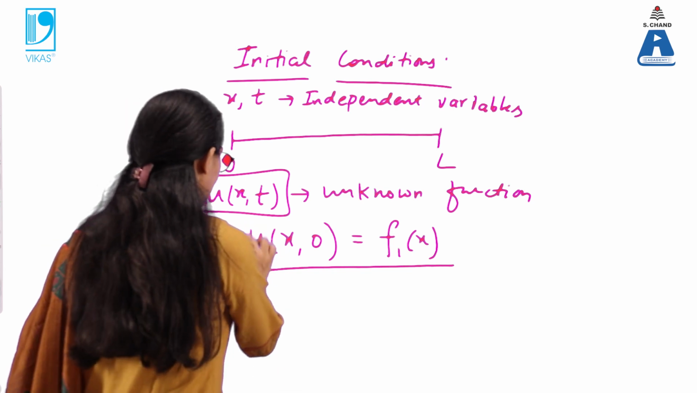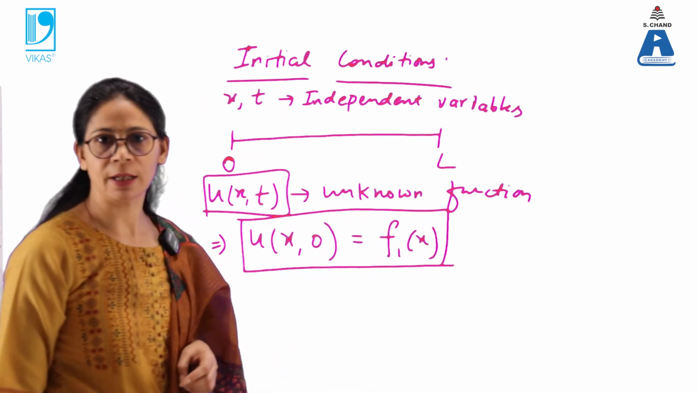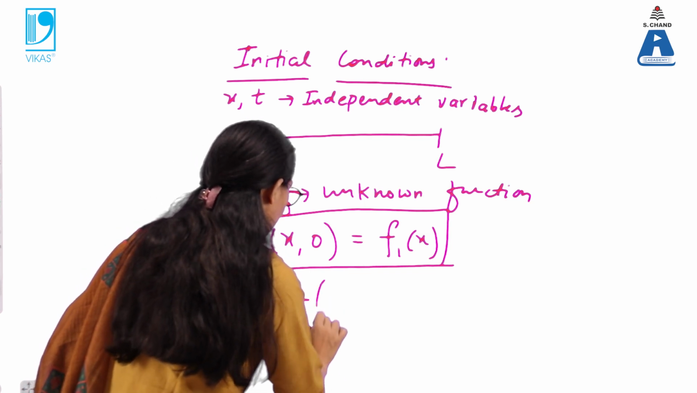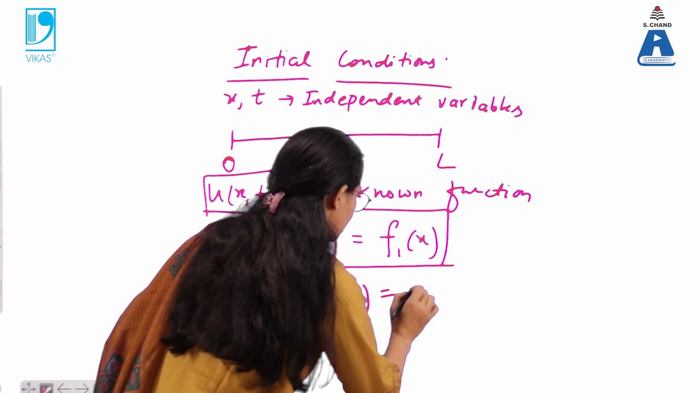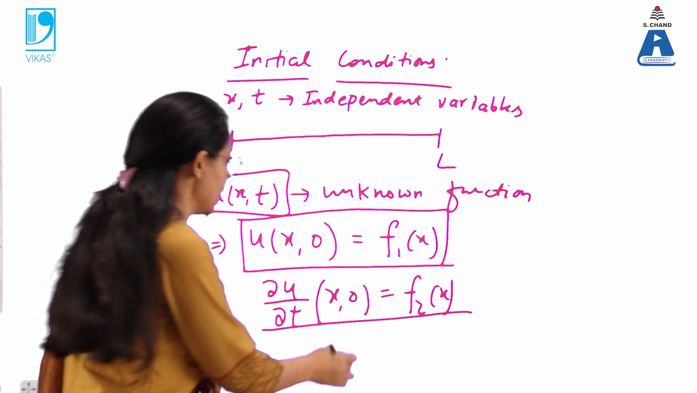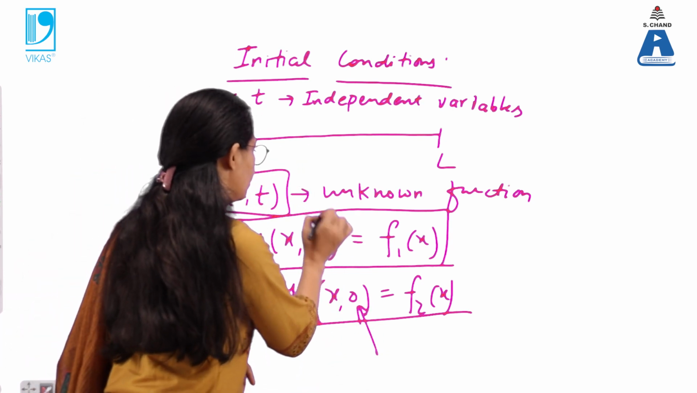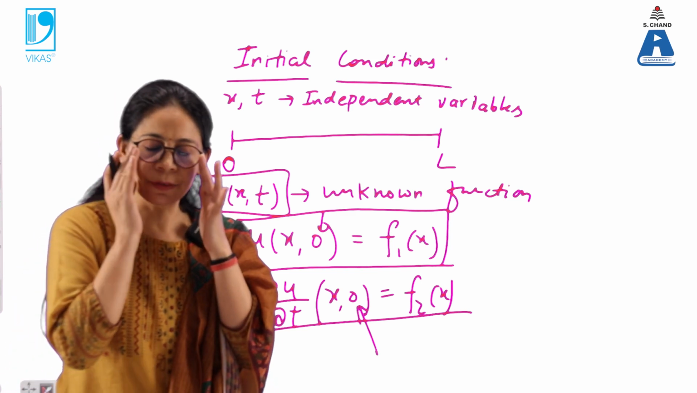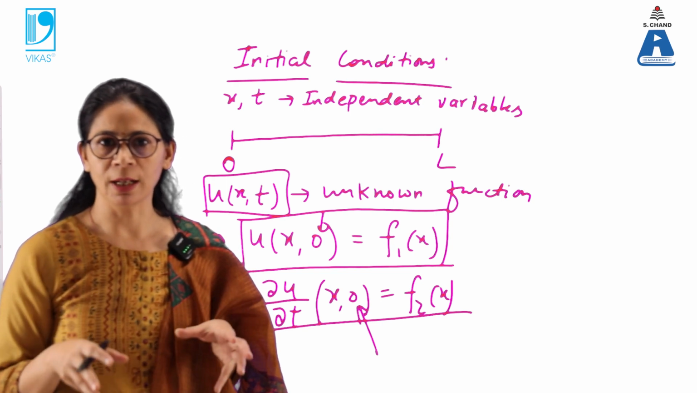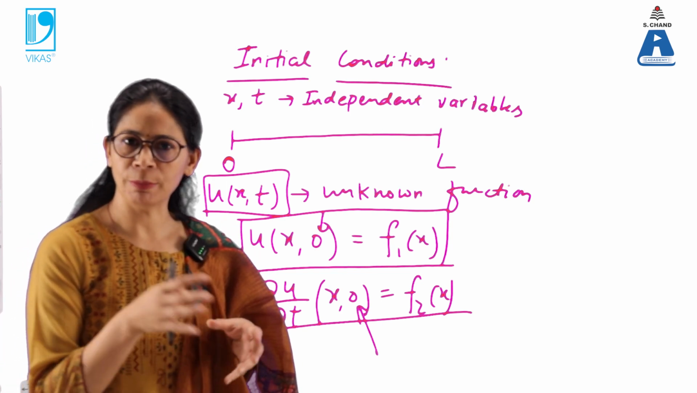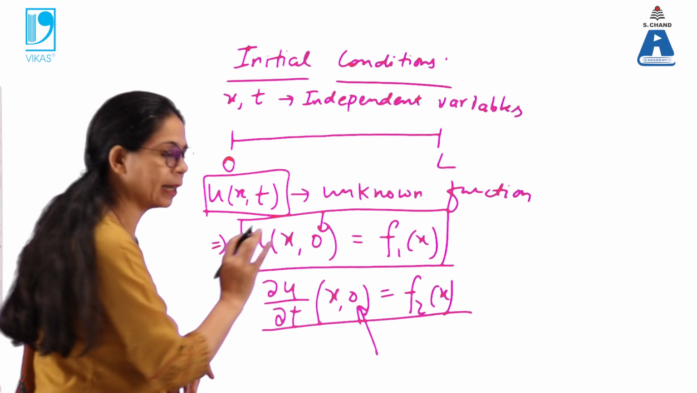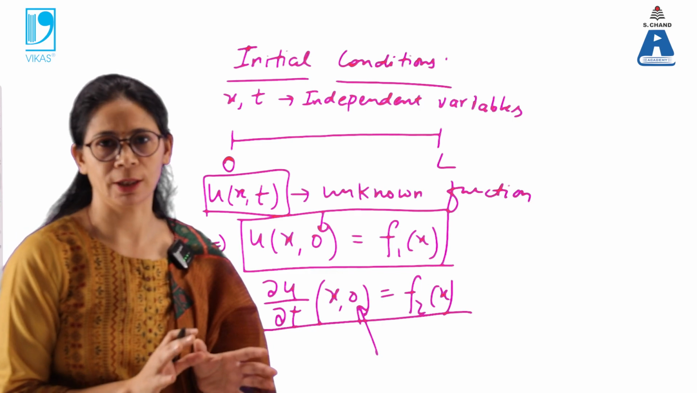Now, it is not necessary that the unknown function is given at t equals 0; even its first order partial derivative can also be given, del u by del t at (x,0). This can also be given. This will also be called the initial condition only because they have been defined at time t equals 0. So that is the difference between a boundary condition and an initial condition. The difference has to be very clear. There are three types of boundary condition, but there is only one type of initial condition, and when any condition is given at time t equals 0, that is called initial condition.